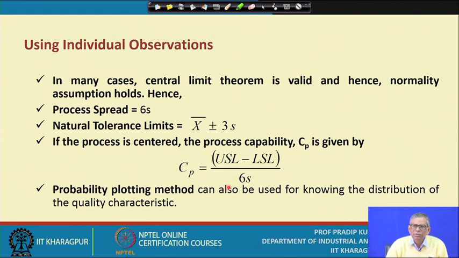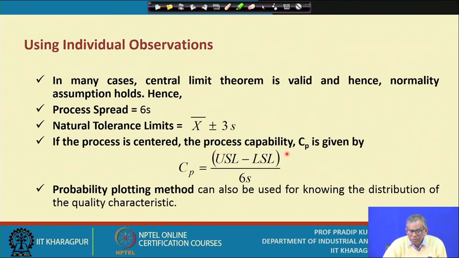So what is s? S is the sample standard deviation. Why not sigma? Because the actual value of sigma is never known. What is known is the sample standard deviation, and the sample is assumed to be a representative one. So obviously the natural tolerance limit will be x bar plus minus 3 into s. That means here mu is replaced with x bar, the sample mean, and sigma is replaced with the sample standard deviation.